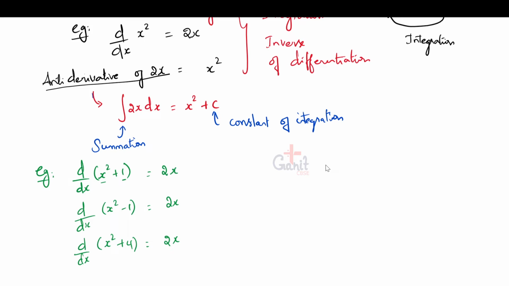If I integrate this 2x, we may not know the constant which was there. It can be any number, even 0. So we represent that constant as c, and when we integrate, we get the c. That's why it's the constant of integration.